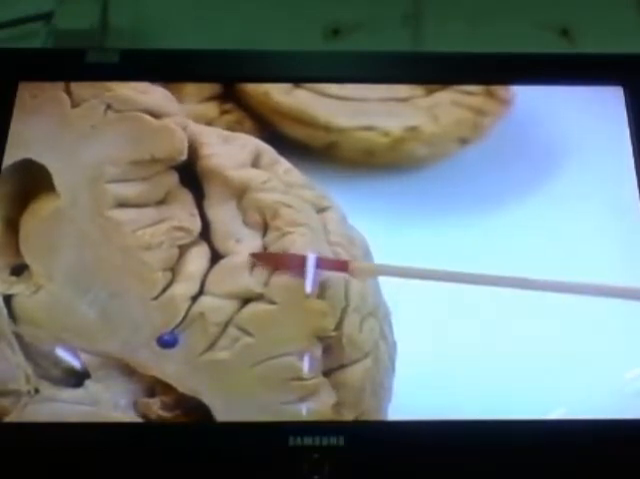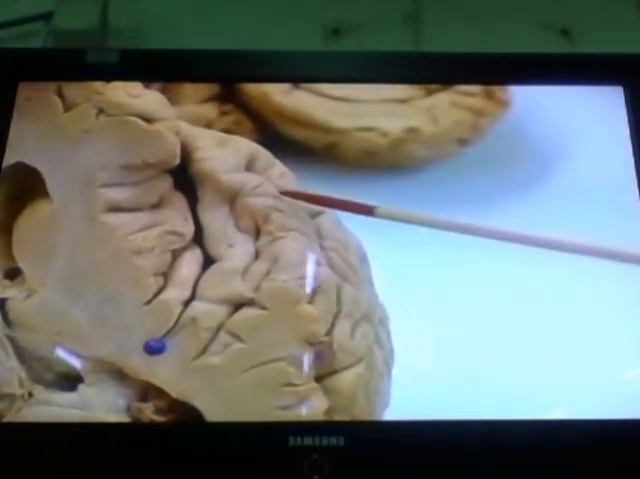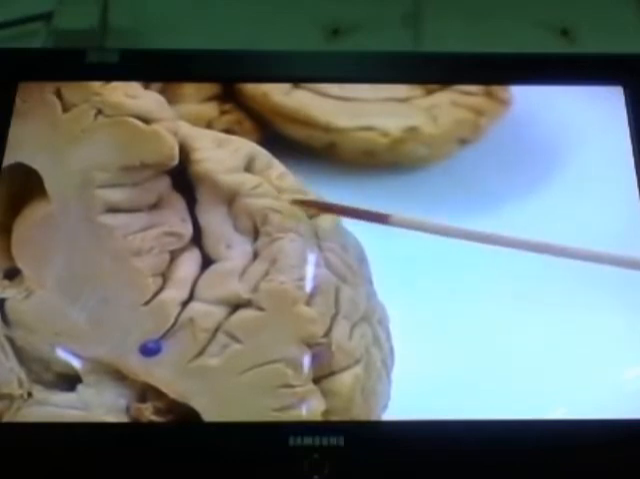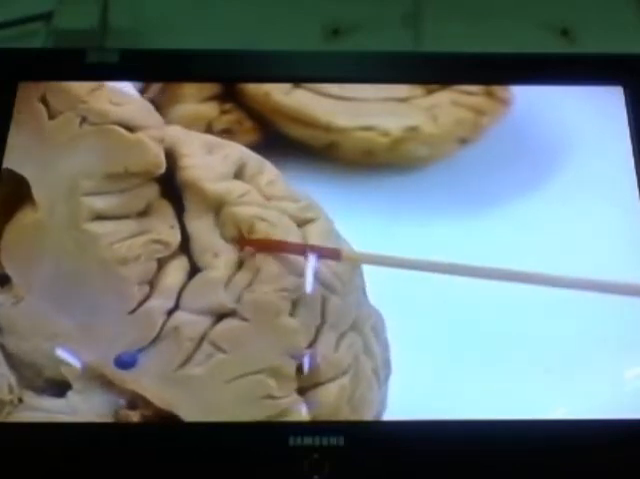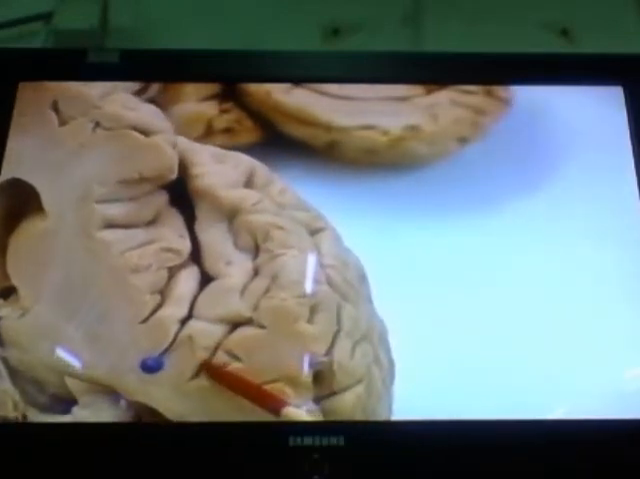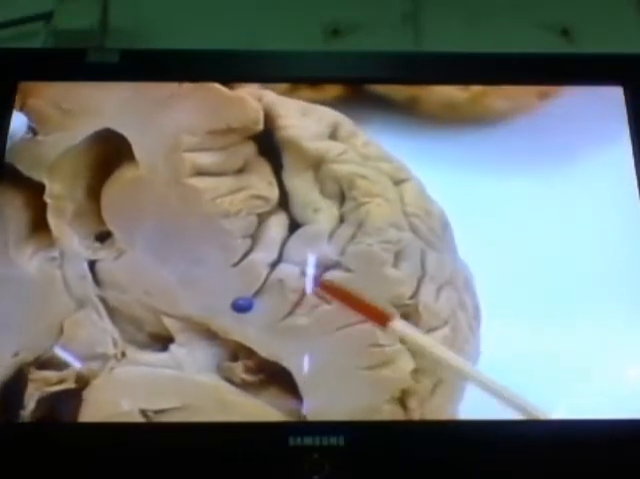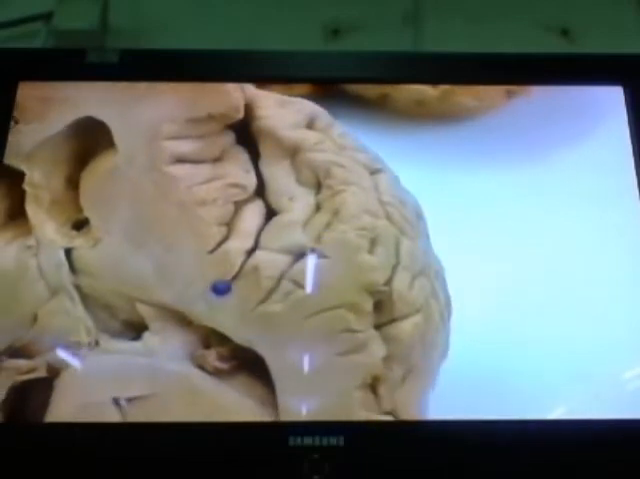Brodmann area is what? 41 and 42, isn't that so? Brodmann area 41 and 42. What's the blood supply to the superior temporal gyrus? Middle cerebral. So the frontotemporal branches of the middle cerebral artery.